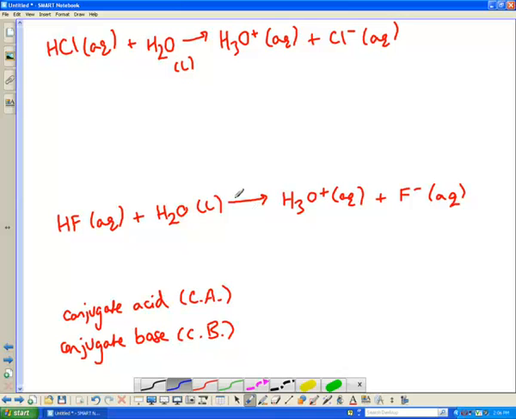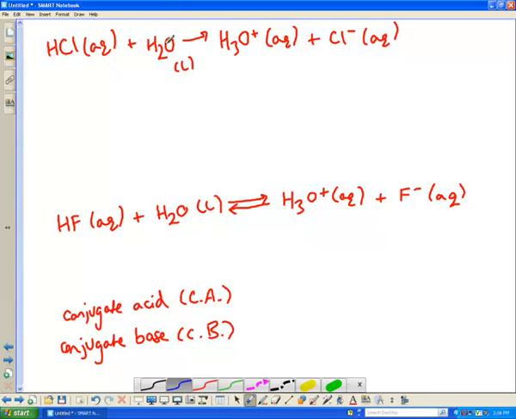Let's look at the case where we have, oh, you know what, I've messed up here. Can anybody see where I've messed up? I messed up somewhere in my second equation here. This is actually in equilibrium. I have to show that other arrow, because I want you guys to see the concept of the conjugate acid and base is the same whether you're dealing with a strong acid or a weak acid.